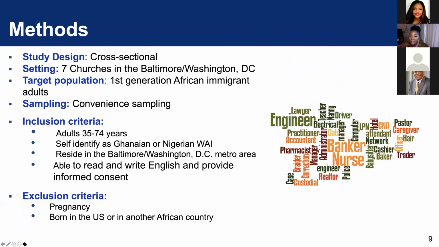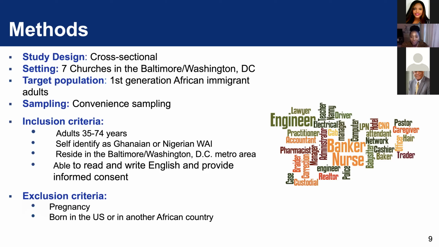So this was a cross-sectional study. It was conducted between 2013 to 2015. We recruited participants from 7 churches in the Baltimore, Washington, DC area, and we only included people who were African immigrants who were born outside the US, not second generation, first generation immigrants. And we used convenient sampling because we didn't have a sampling frame or a list of all African immigrants to be able to randomly select people to participate. However, when we recruited participants from churches, we realized that it allowed us to recruit a diverse population.